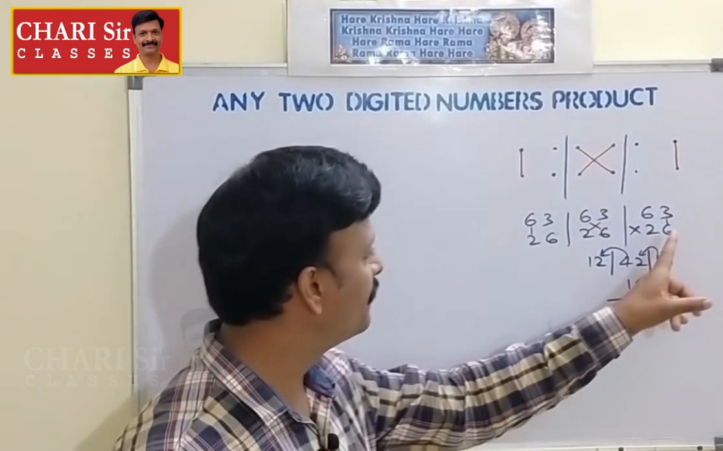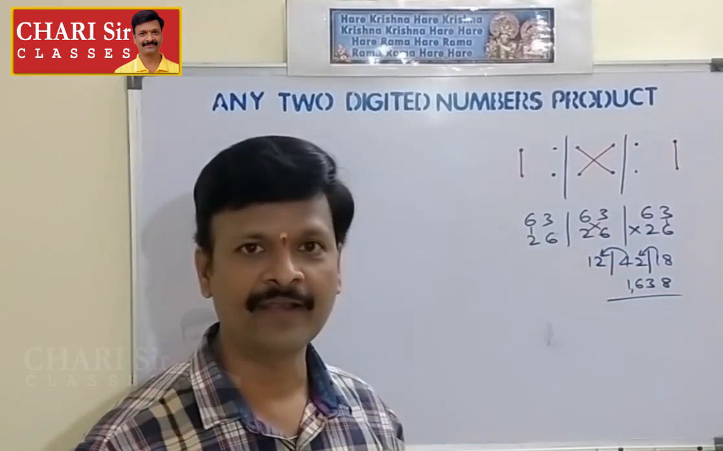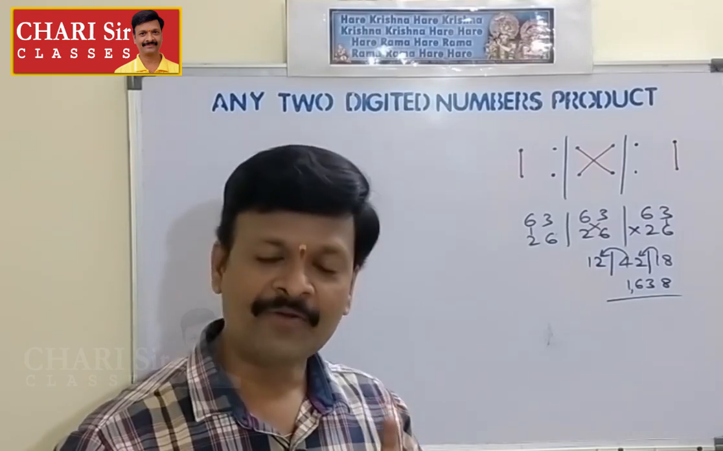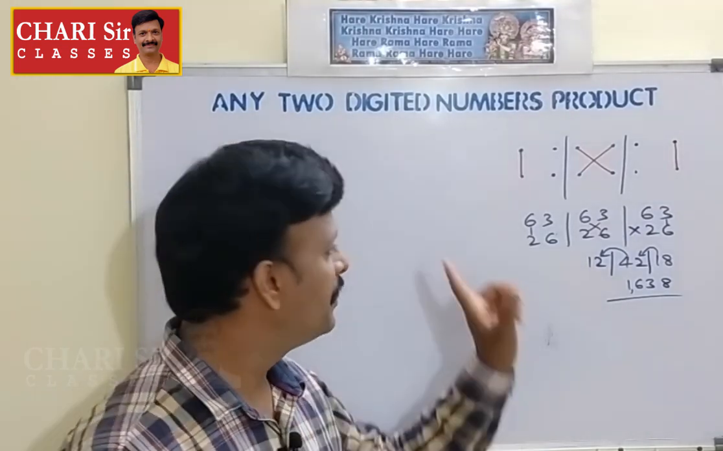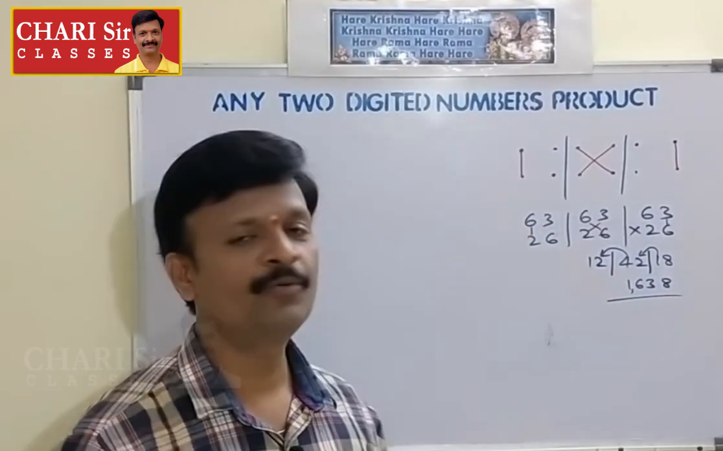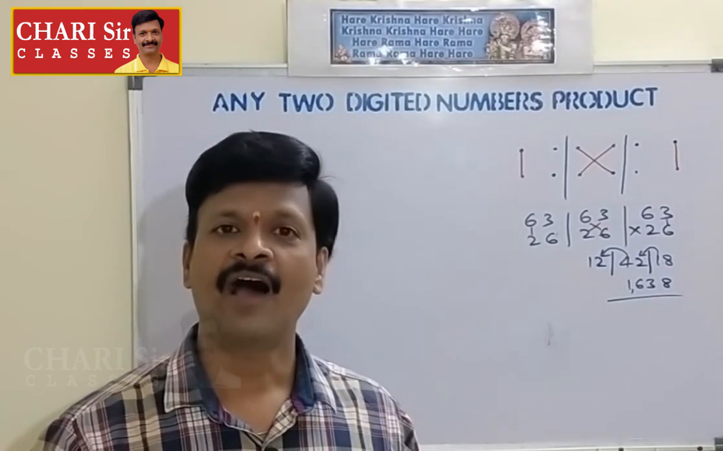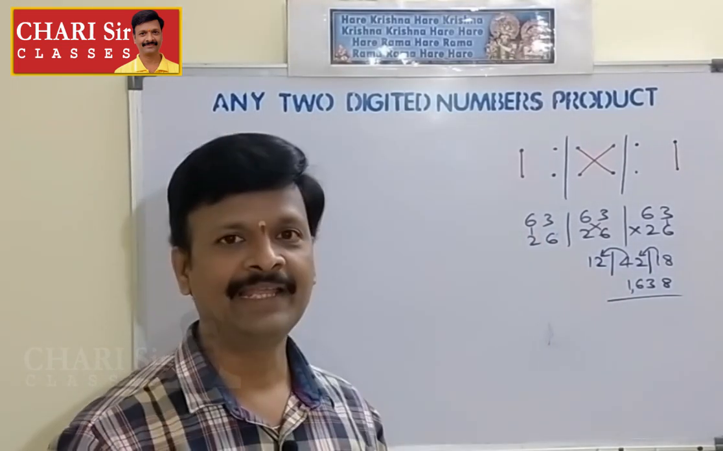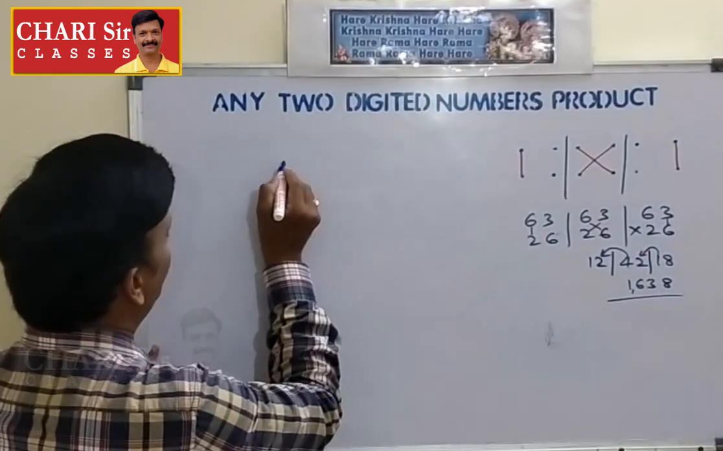Sir, every time do we need to write this 3 times? No, you don't need to write. When you are learning at the basic level, you write down like this and practice 20-25 examples. After that, you don't need to write like this, you can just write like this.